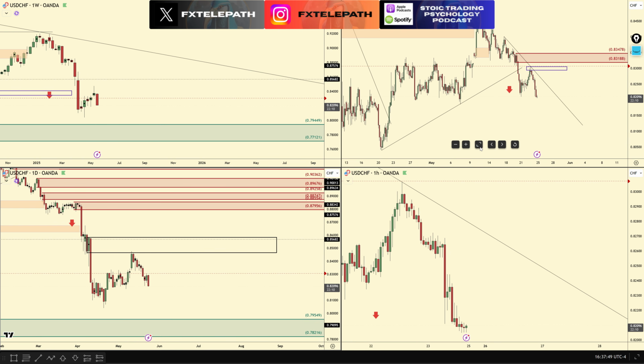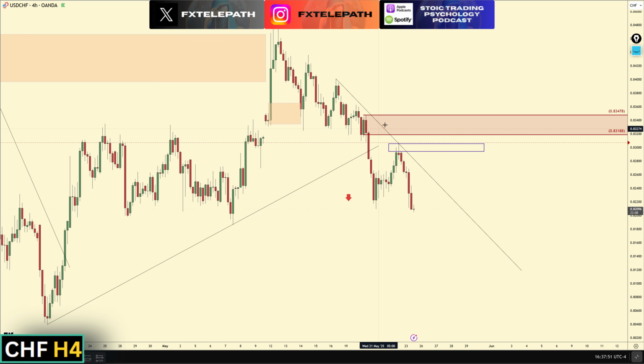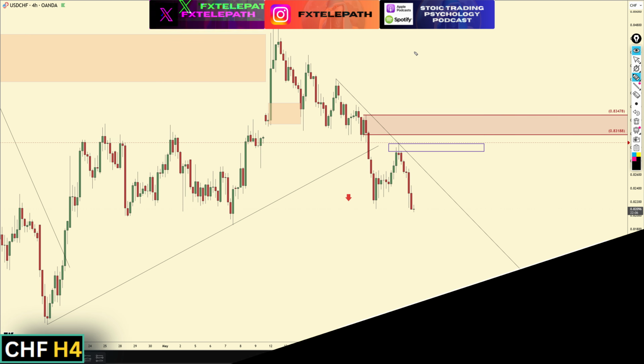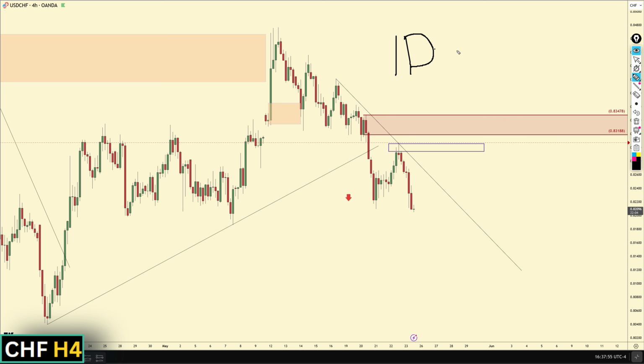Now, with that being said, we created a beautiful 4-hour supply zone. So basically, usually when we're looking at a daily chart, we want to look for confirmation on an H1, but sometimes you will also get it on an H4. And this is actually what we got here. We got an H4 confirmation coming off of the daily area of supply. So in my opinion, it is a great supply zone short up there.